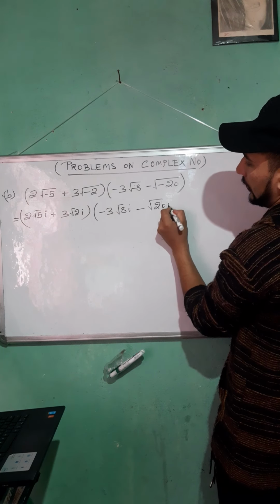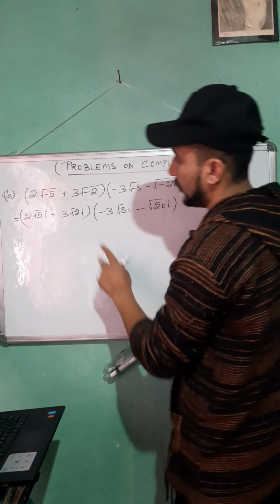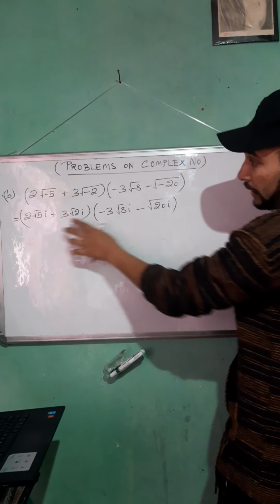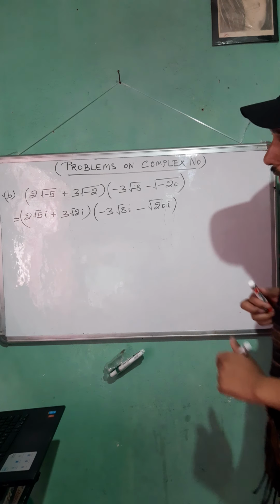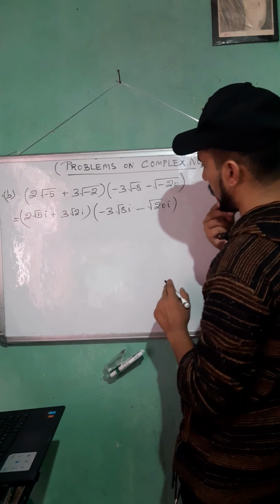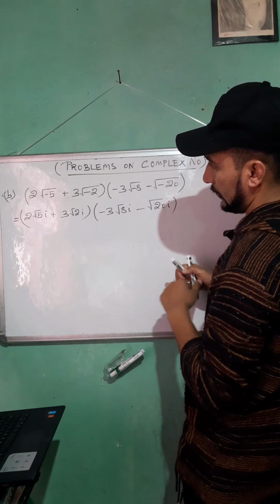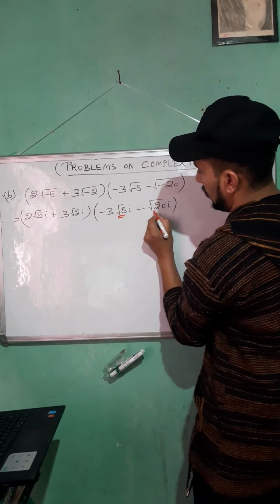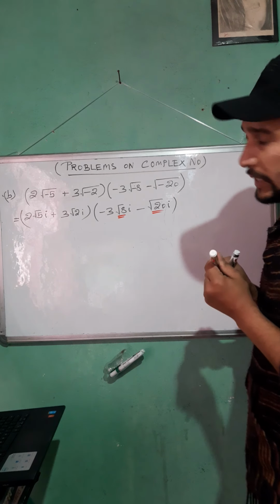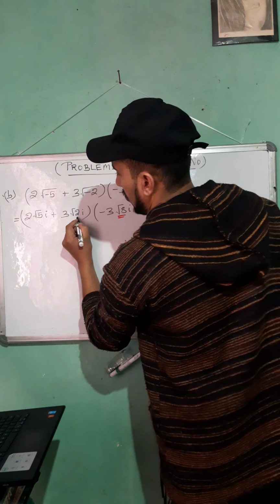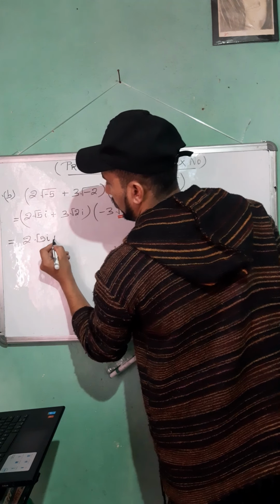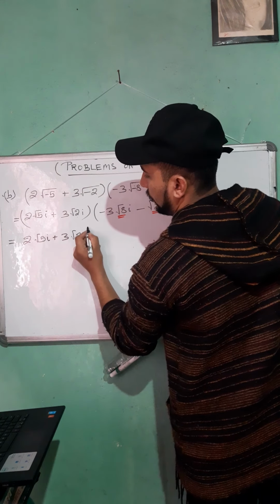Okay, so root under minus 1 means i. So instead of this minus root under minus 1, I have used i. Now next, you can first simplify this one. This and this you can factorize and make it in the simplest form. This and this you keep as it is: 2 root 5i plus 3 root 2i.